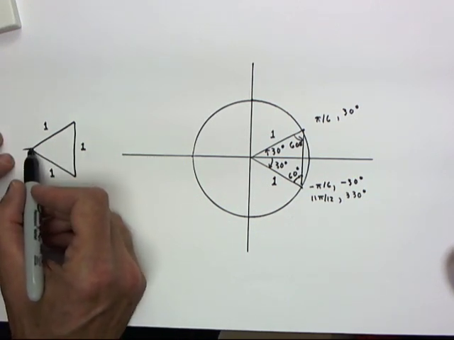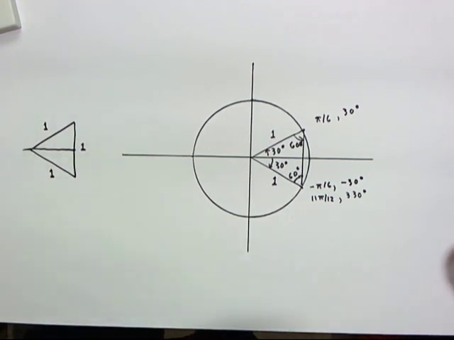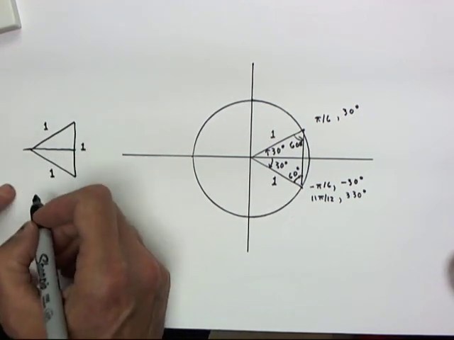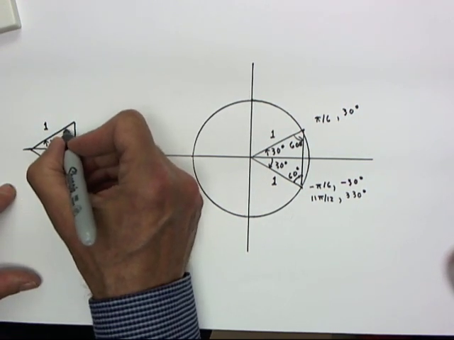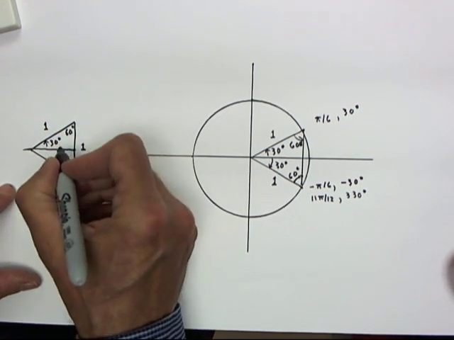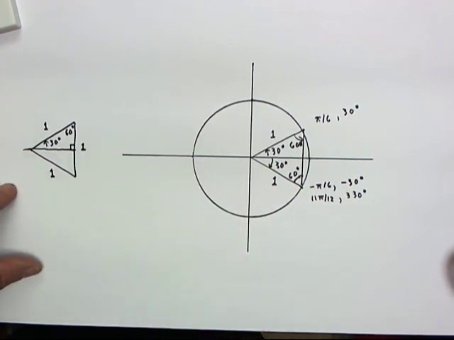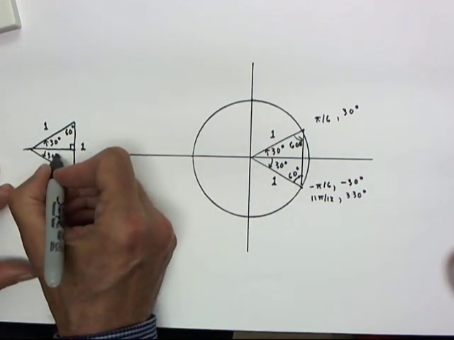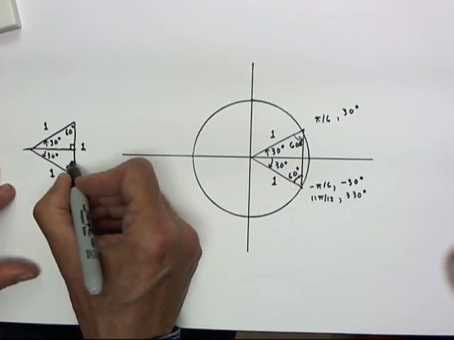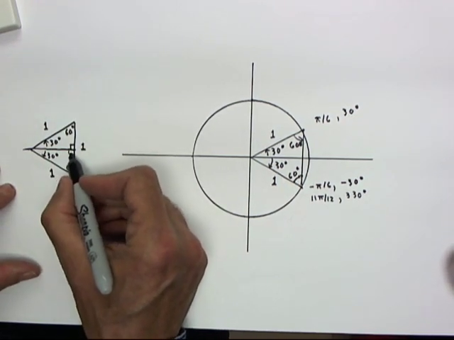If I cut this in half, then I have two triangles here, one of which has 30 degrees here. We still have our 60 degrees here, and this is, of course, a right angle, 90 degrees. And we have the same thing down here. We have 30 degrees, 60 degrees here, and 90 degrees here.